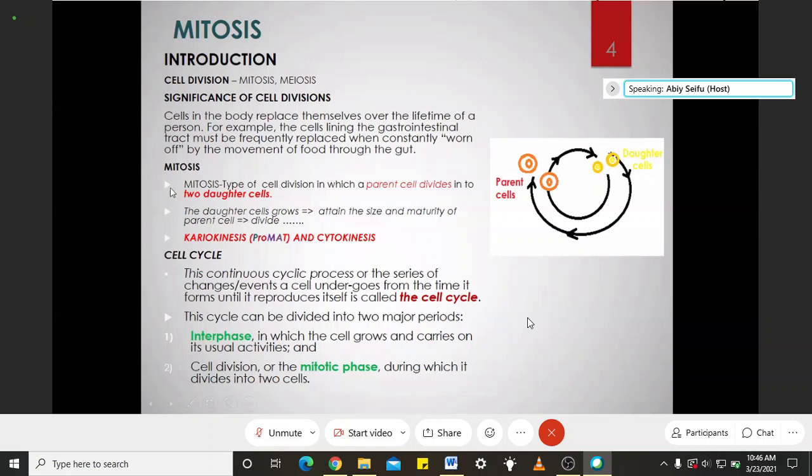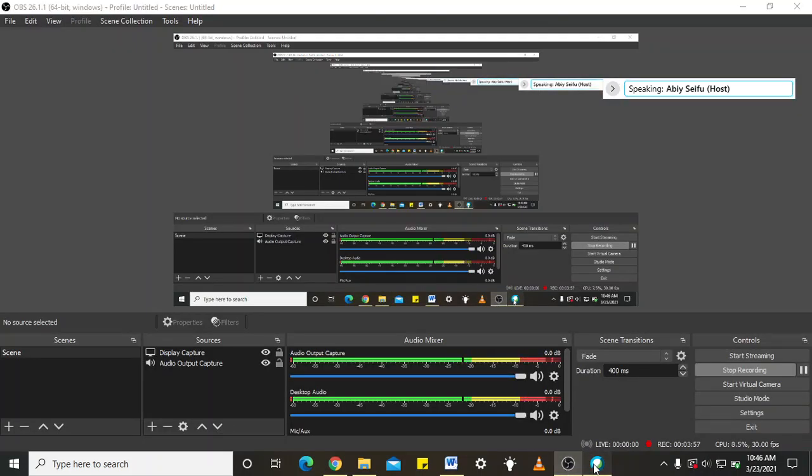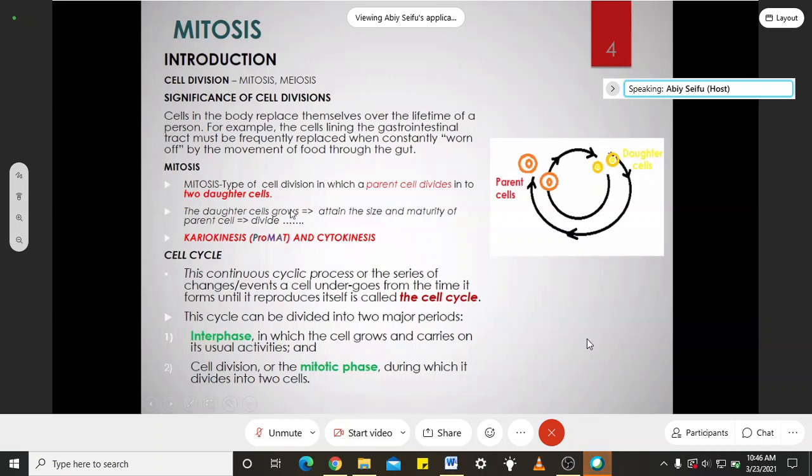When you come to mitosis, mitosis is a type of cell division in which the parent cell divides into two daughter cells, and the daughter cells are genetically identical. This is the cell cycle. Here is the parent cell. The parent cell divides into two daughter cells. The two daughter cells again will grow and mature, attain the maturity of the parent cell, and also undergo another round of cell division. So this continuous cyclic process is called the cell cycle.